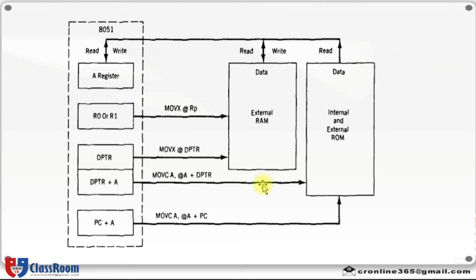So what is the meaning of this MOVC A, @A+DPTR? The 16-bit register DPTR and the 8-bit register accumulator are used to form the address of the data element stored in the on-chip ROM. Then MOVC A, @A+PC means the 16-bit program counter plus the 8-bit accumulator are used to form the address of the data element stored in the on-chip ROM that is copied into the accumulator.